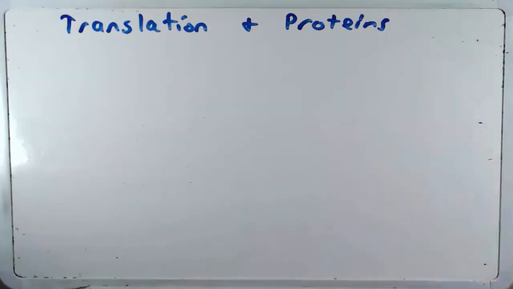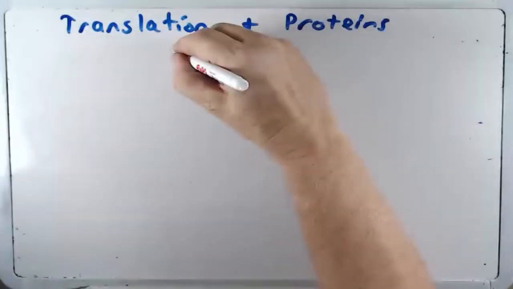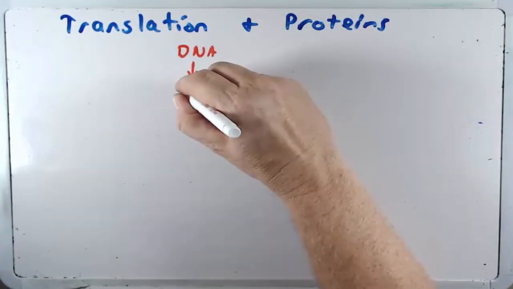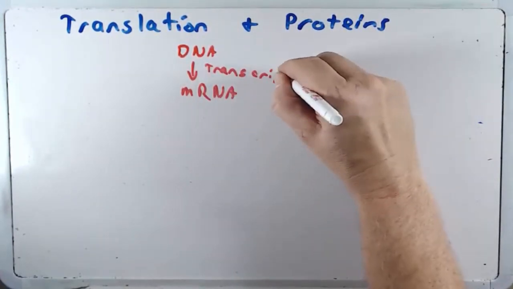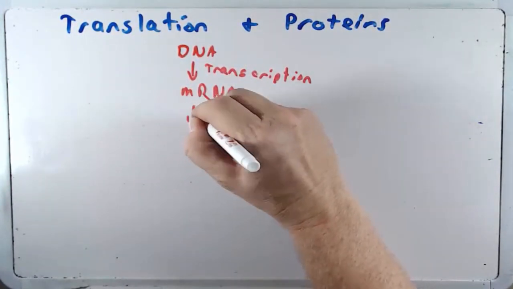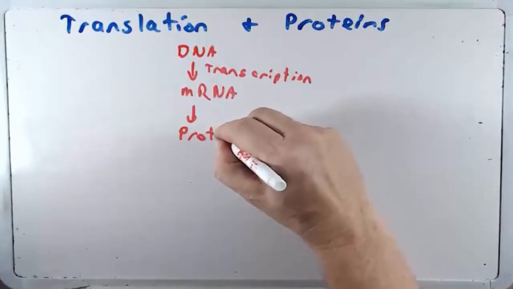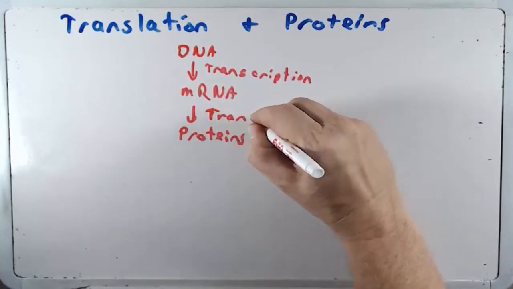So let's remind ourselves of the central dogma. Starting with DNA, we go to messenger RNA using transcription. And then we take this messenger RNA and we turn it into proteins. And that's done using translation.